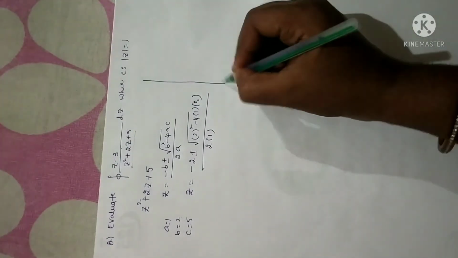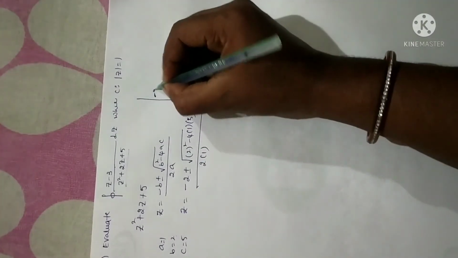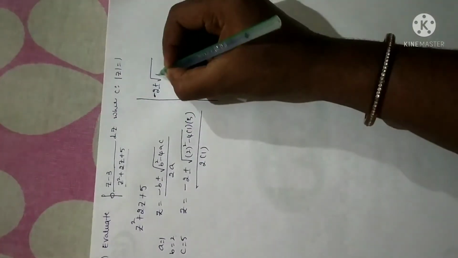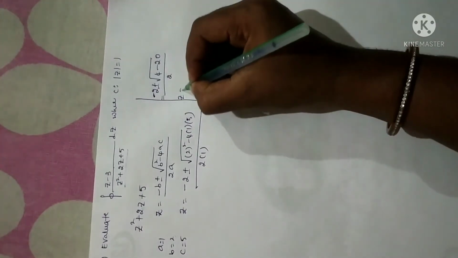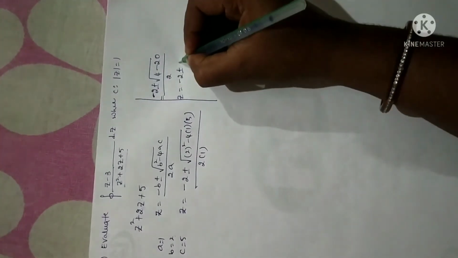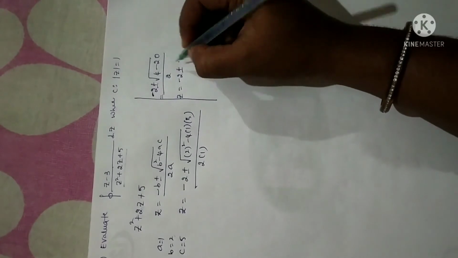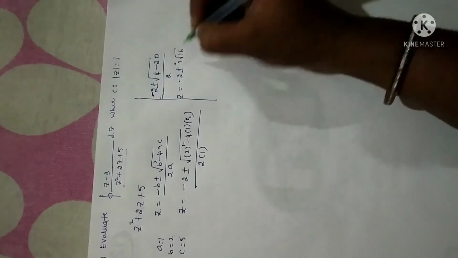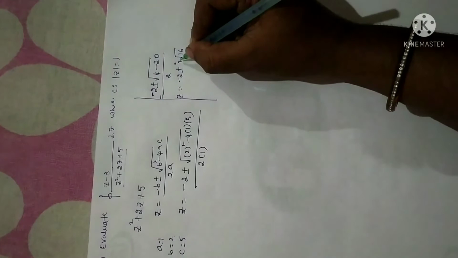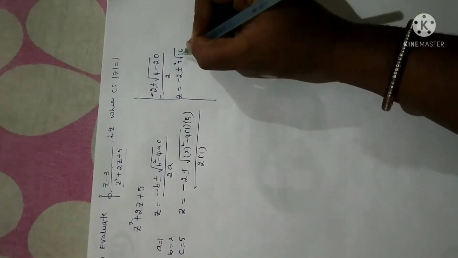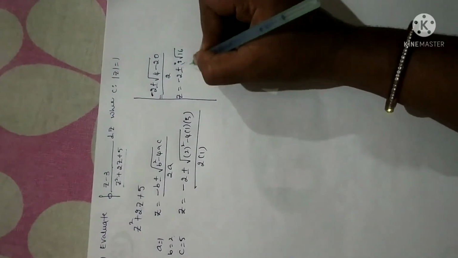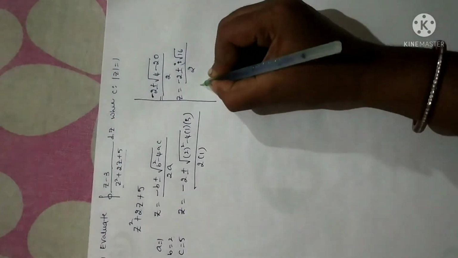Let me simplify here. So you will get minus 2 plus or minus square root of 2 square is 4, minus 4 into 5 is 20, divided by 2. So you will get z is equal to minus 2 plus or minus square root of 4 minus 20, which is minus 16. So I can write that as i into root 16, right? You are already familiar with this. Minus 16 can be written as i into root 16. The i can be taken outside. Why? Because i is the square root of minus 1.